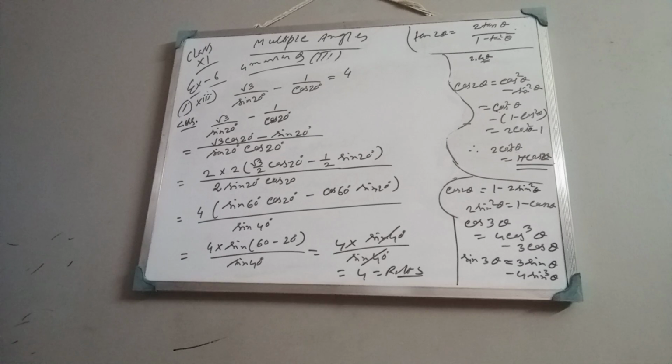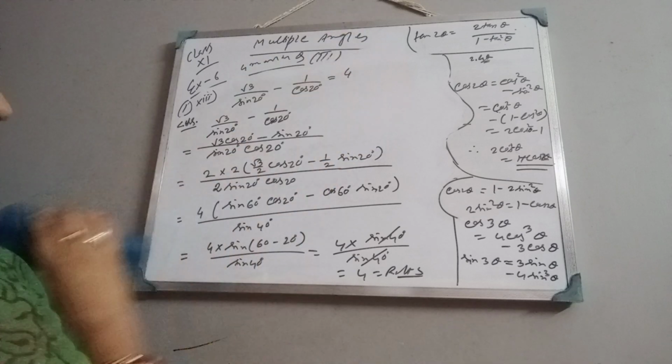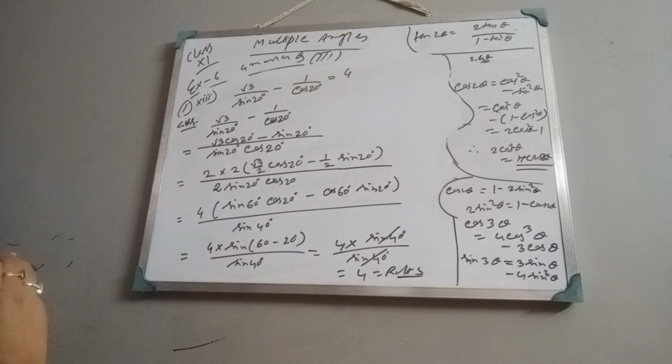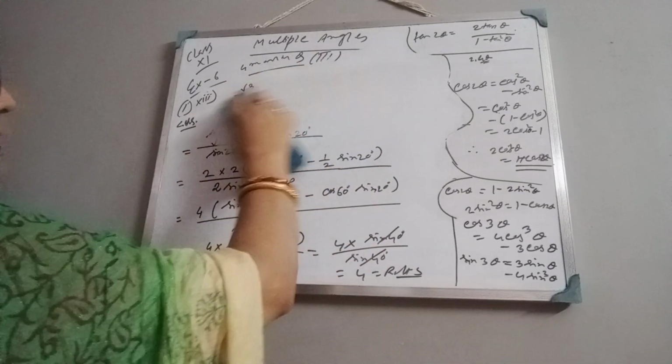Okay. Now let me rub the board. Next sum we will do, sum number 14. This is also a different type. I don't want to do all the sums, but all the sums are different type. That is why I need to do. Otherwise, it will be a problem.